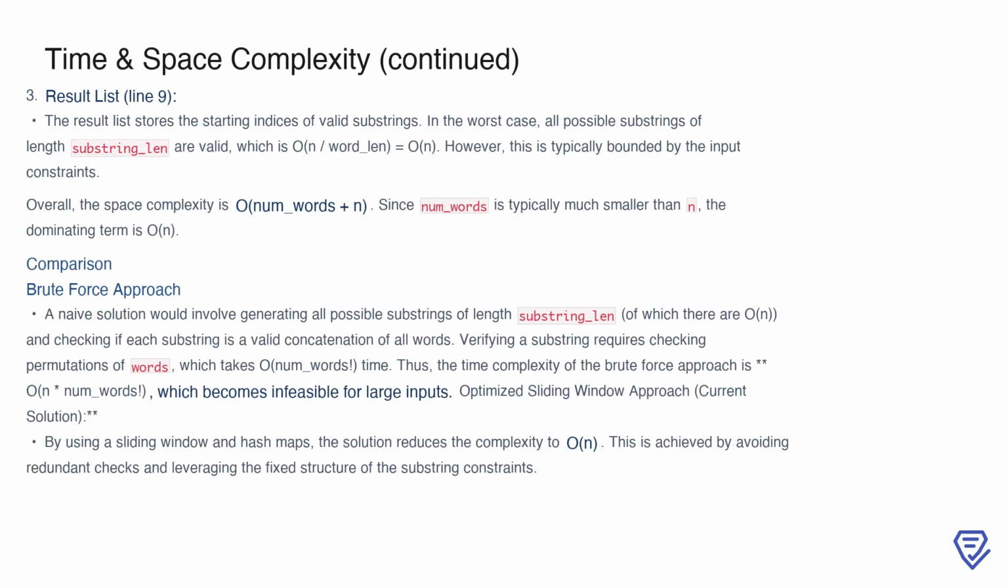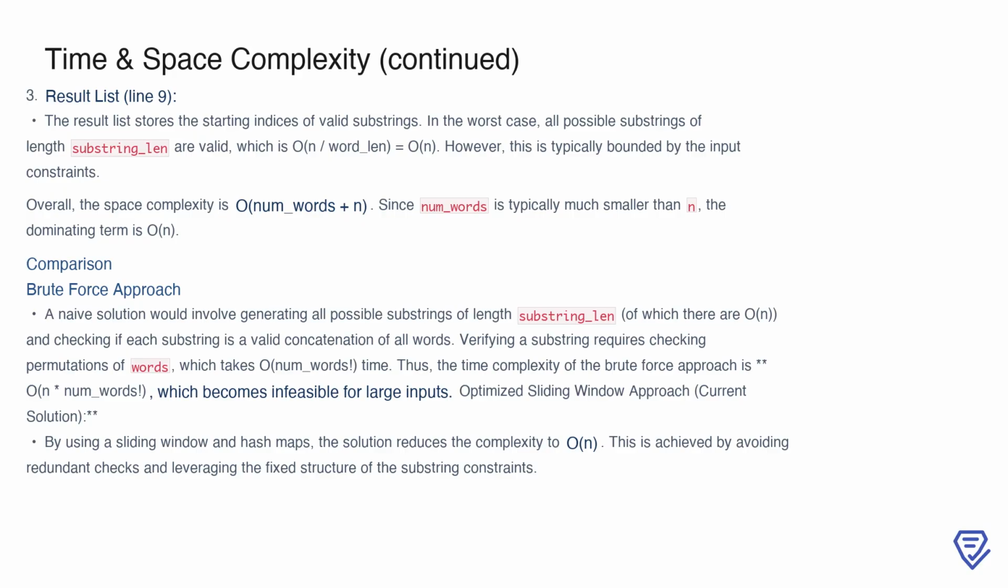We also account for the space required by the result list, which stores valid starting indices. In the worst case, if every possible substring of length substring_len is valid, this list may hold up to O(n/word_len) indices, equivalent to O(n). While the total space complexity is O(number_words + n), the term O(n) dominates because number_words is usually much smaller than the size of the string.